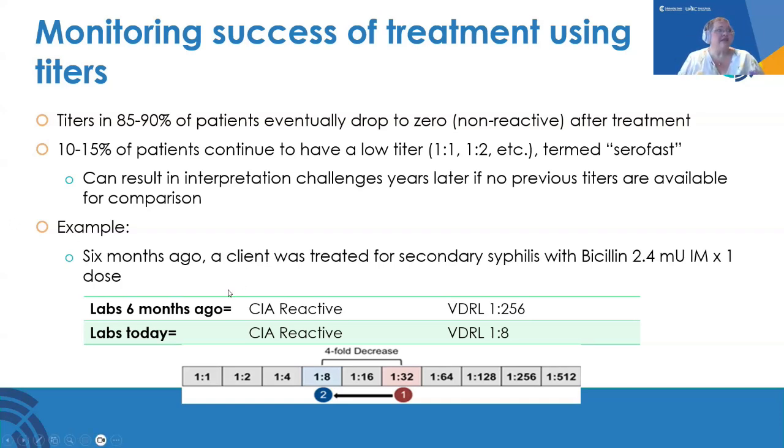Let's do an example together just so I can show you how these titers work. Remember, you always have to have 2 labs saying yes. So here we have a treponemal screen that says reactive, and you have a VDRL that's 1 to 256. So right here. And then 6 months later, you're going to redraw the blood. Of course, it's still going to be a reactive CIA. You can just do the VDRL. You do not have to do the CIA again because we know we're dealing with syphilis. So the titer's gone down to 1 to 8.